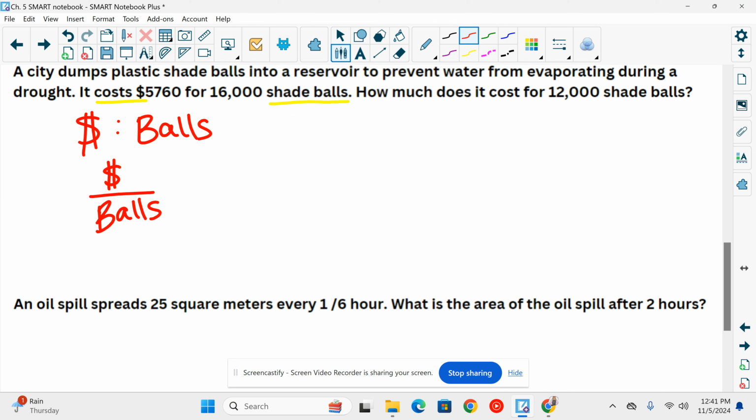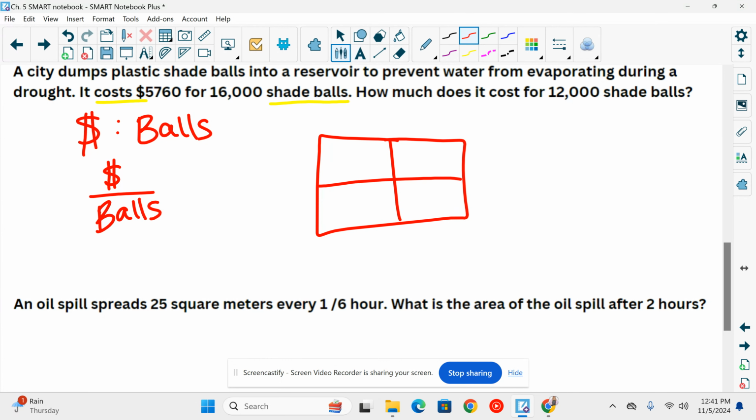So when I make my ratio box, y'all are good at solving ratio boxes. It's just sometimes you don't take the time to label them, and then you put the numbers in the wrong spot, and you get confused. So put the labels. Okay? It's not going to take you that much more time. So I've got money to balls, money to balls.